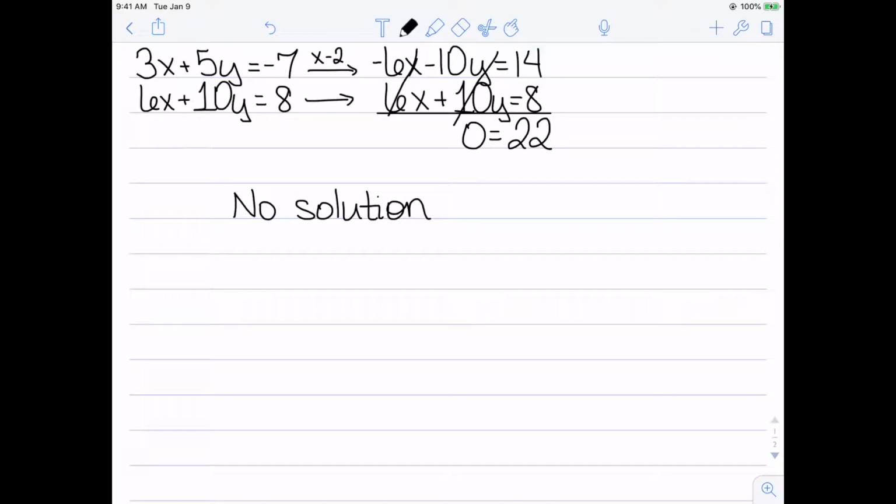And anytime we're solving a linear system of parallel lines that doesn't have a solution, we'll always get a false statement at some point in the process, such as the 0 equal to 22.